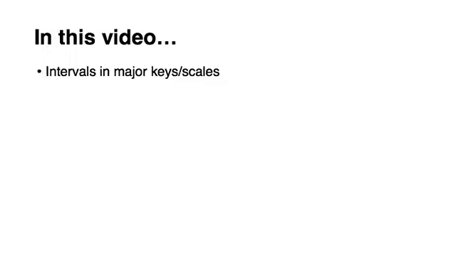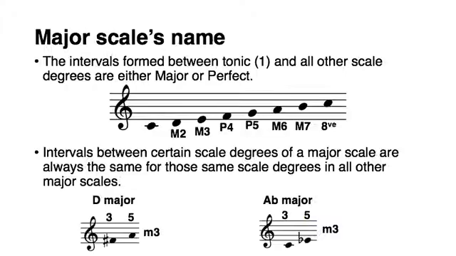In this video, we'll talk about intervals in the specific context of major keys or scales. So, why is a major scale called a major scale? Well, I don't know exactly the reason why, but one good indication is by looking at the intervals that are formed between the tonic of any major scale and the other scale degrees.